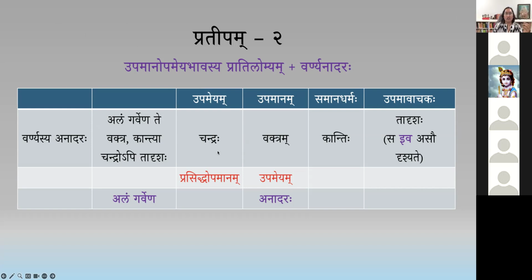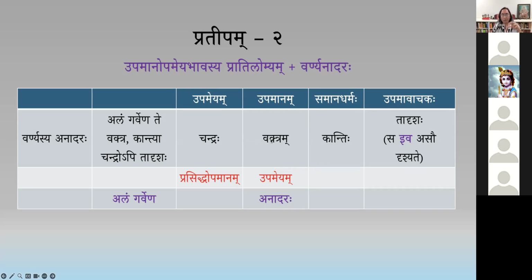And then he has also included Alam Garvena, enough of all this. So Varnyasya, the Vaktram, which is actually supposed to be the Upameyam, now he is showing a bit of anadara. Anadara is tiraskara. You don't need to feel very arrogant about yourself. You're trying to say that you are less than the prasiddha upamanam, which has now become the upameya. Okay, this is the second pratīpam.